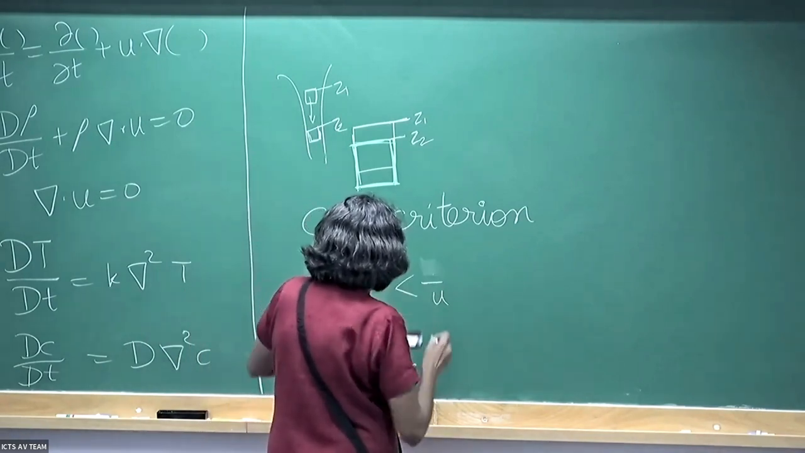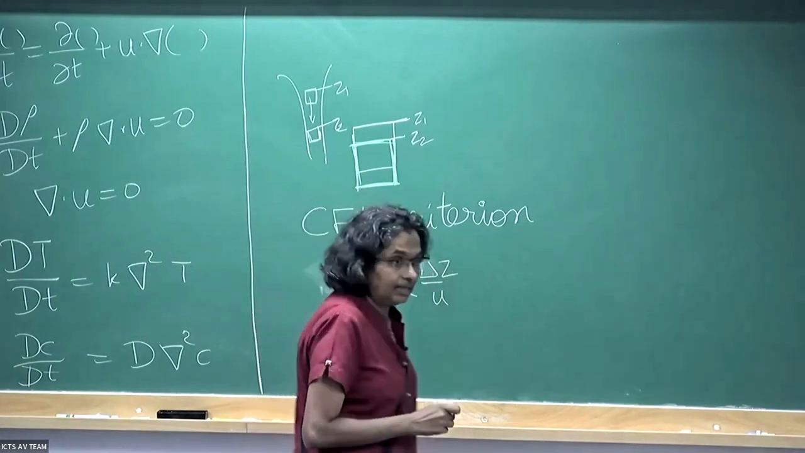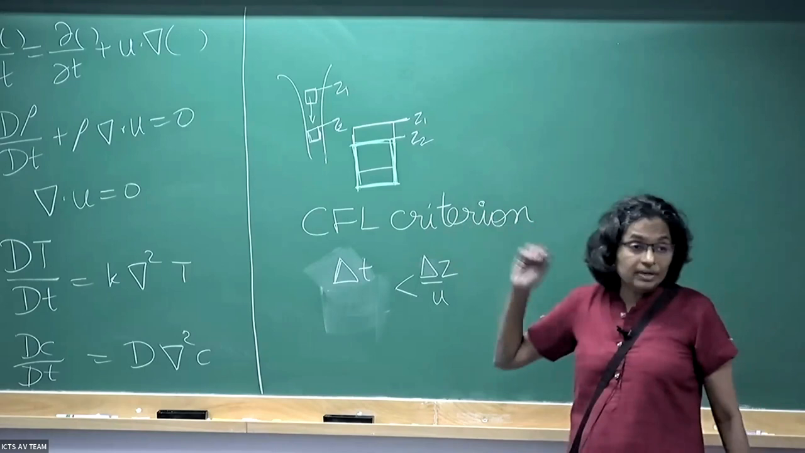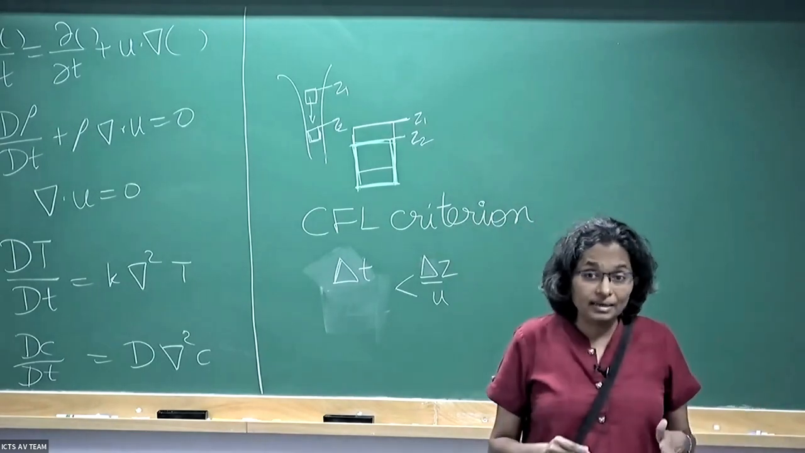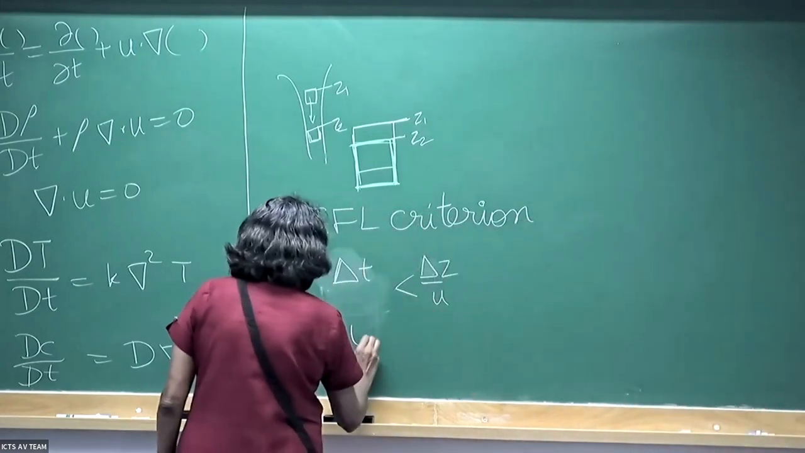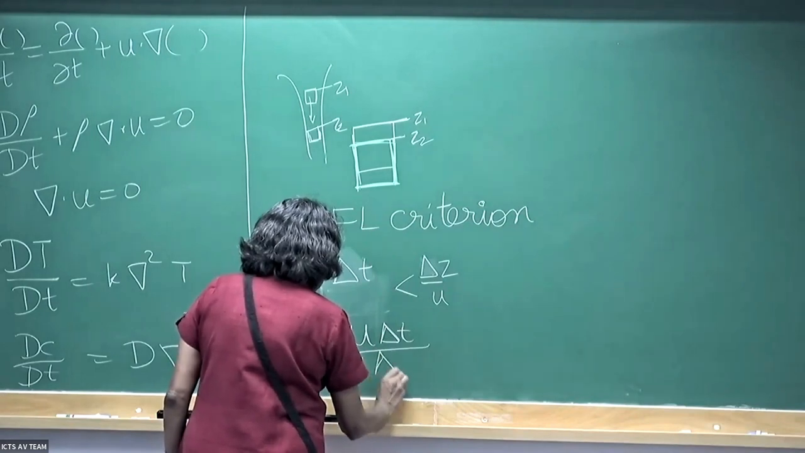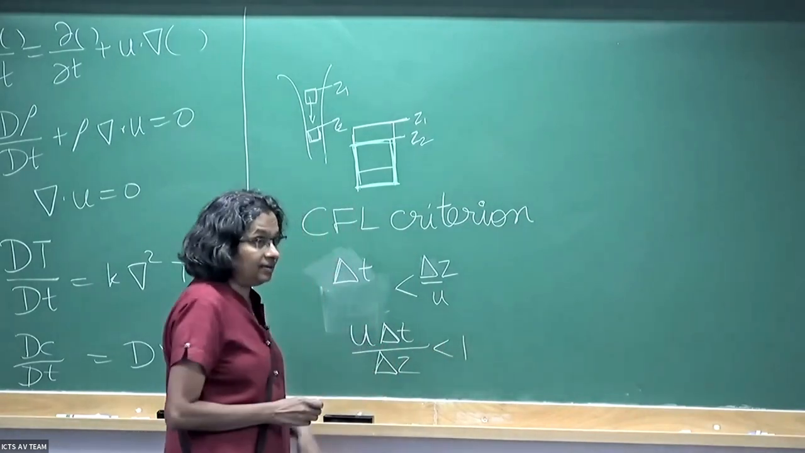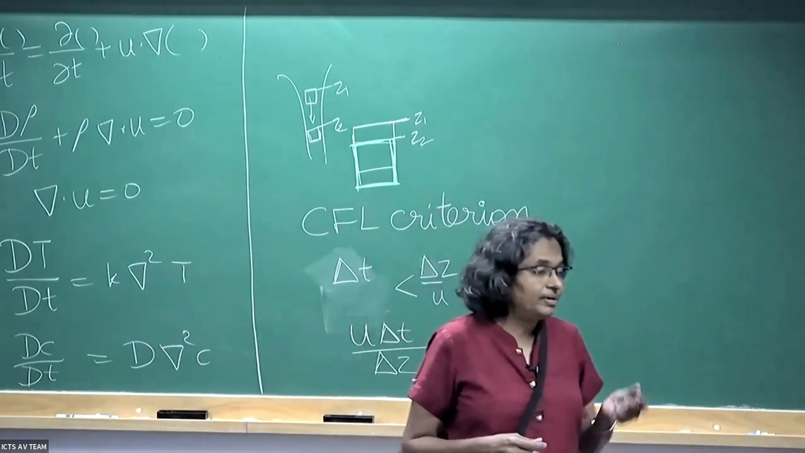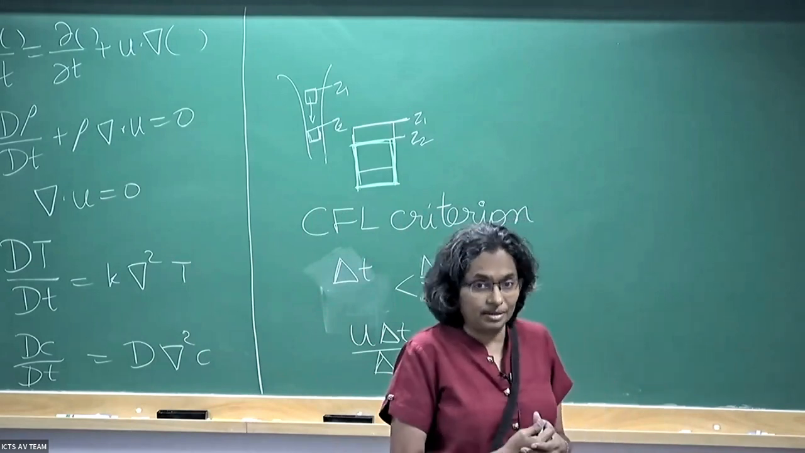Is this coming out dimensionally correct? Delta z by u. So you should use a small delta t. Let me just double check that that's the one. u delta t is less than delta z, correct. This is important because otherwise numerically you will not reach the correct solution. In many nonlinear problems that we have, if I use u delta t by delta z just less than one, I run into trouble. I actually have to use it much, much less than one. So very often we have to choose very, very small time steps in order to get convergence.